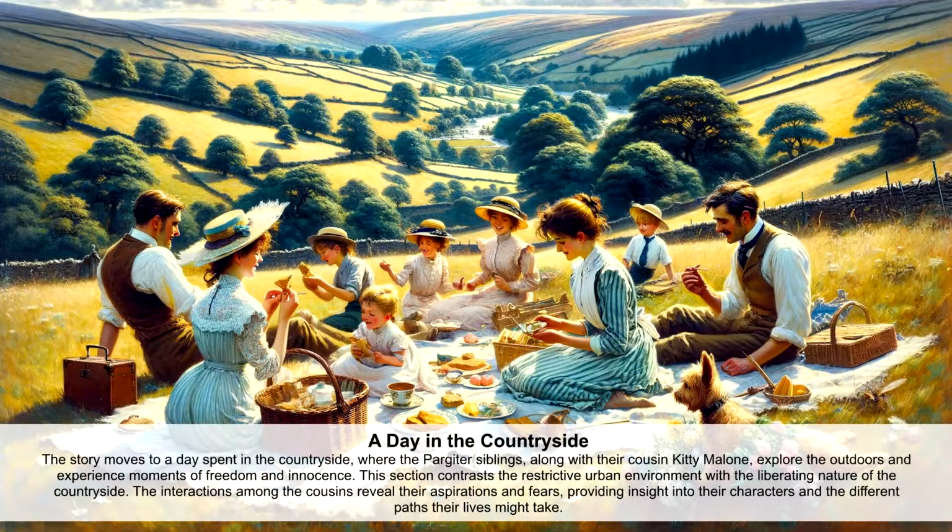A day in the countryside. The story moves to a day spent in the countryside, where the Pargeter siblings, along with their cousin Kitty Malone, explore the outdoors and experience moments of freedom and innocence. This section contrasts the restrictive urban environment with the liberating nature of the countryside. The interactions among the cousins reveal their aspirations and fears, providing insight into their characters and the different paths their lives might take.